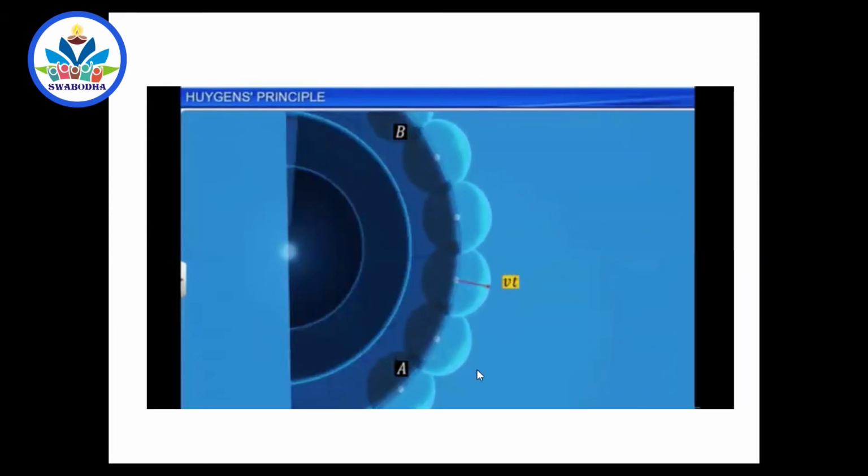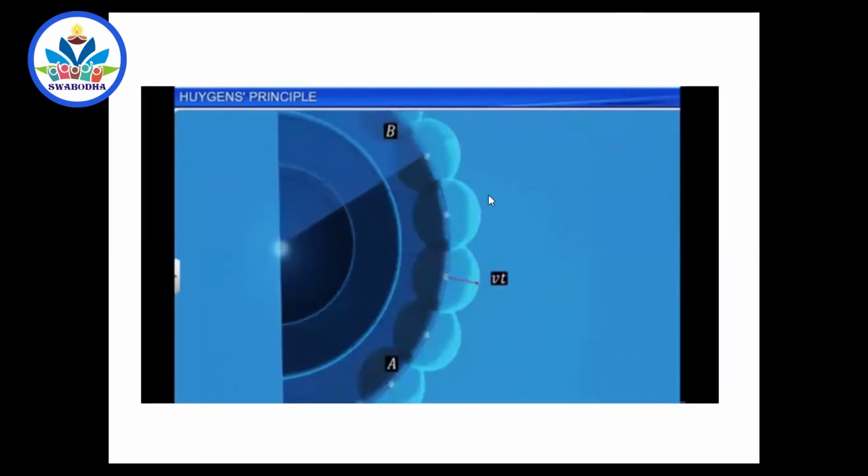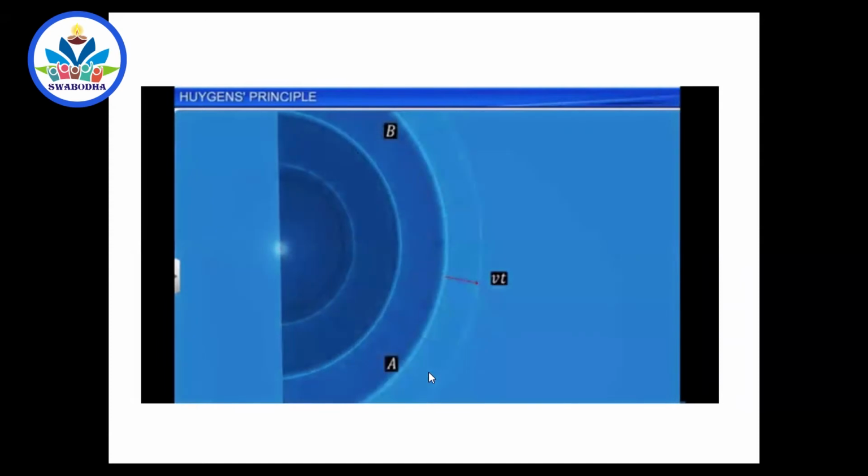So from here you will get a new wavefront. You get the envelope of this, so that gives the new wavefront. You can see it here, right? This is the new wavefront, and it grows further. Now again, after time t, it is a sphere, right? It is a larger sphere.